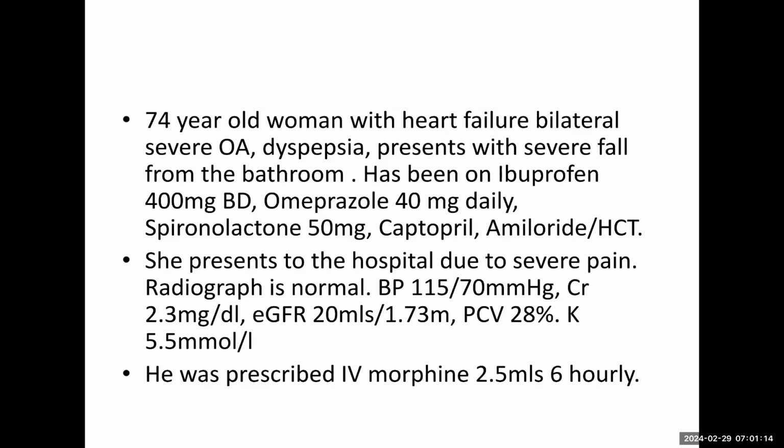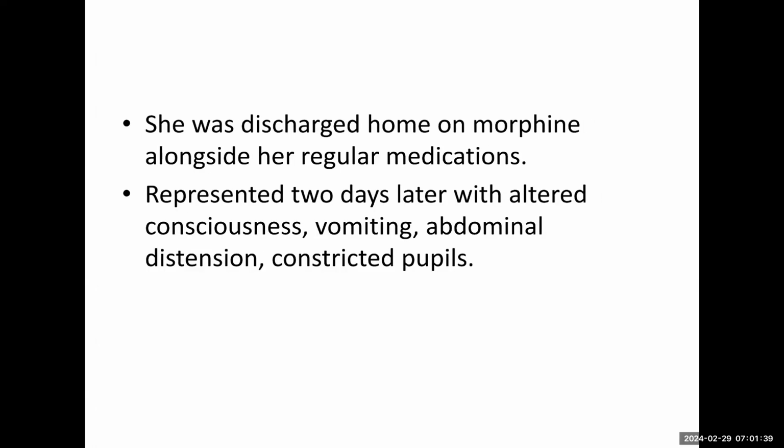The estimated glomerular filtration rate is 20 mL per 1.73 meters squared. The packed cell volume is 28%, and the serum potassium is 5.5 millimoles per liter. She was prescribed IV morphine. Okay, sorry, I forgot to update this. 20 milligrams 6 hourly, and subsequently discharged home on morphine alongside her regular medications. She represented 2 days later with altered consciousness, vomiting, abdominal distension, and constricted pupils.